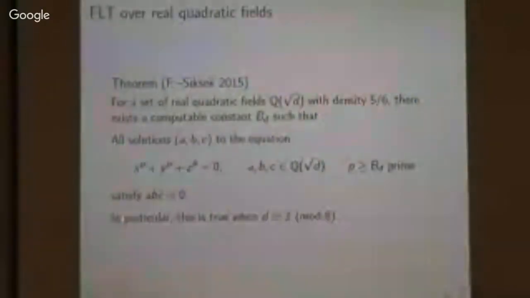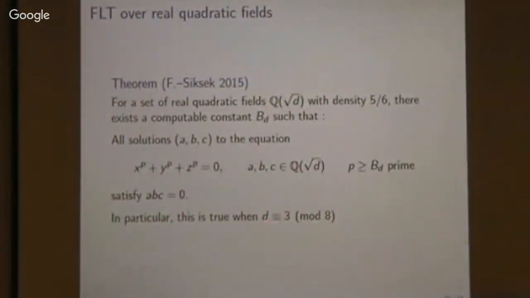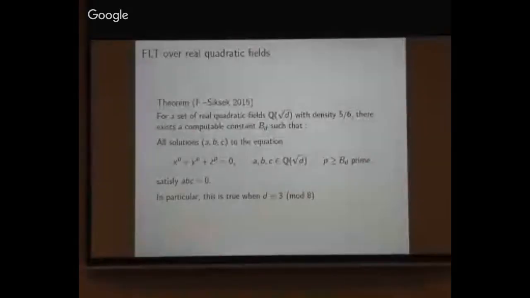In particular, this theorem holds when D is congruent to 3 mod 8. We have a few more explicit congruence conditions for other families of fields, but this set also includes fields which are not explicitly given.